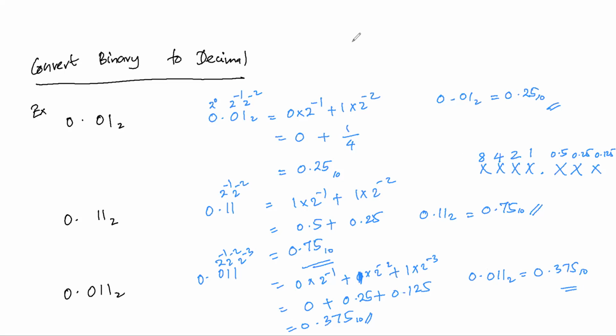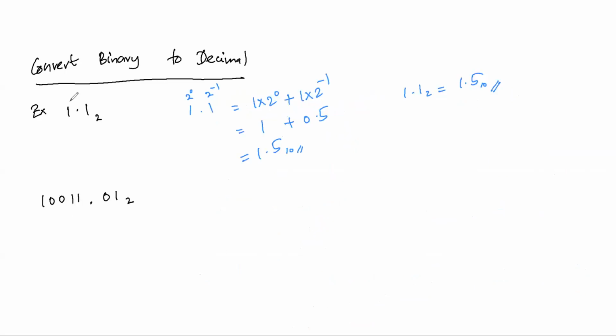Okay, so having said that, let's continue more. Let's look at this, we have 1.1 binary conversion. This is 2 to the power 0, this is 2 to the power minus 1. So 1 into 2 to the power 0 plus 1 into 2 to the power minus 1. 2 to the power 0 is 1, so 1 into 1 is 1, and 2 to the power minus 1 means half, 0.5. So this is 1.5, so 1.1 is equal to 1.5. So let's look at another example.